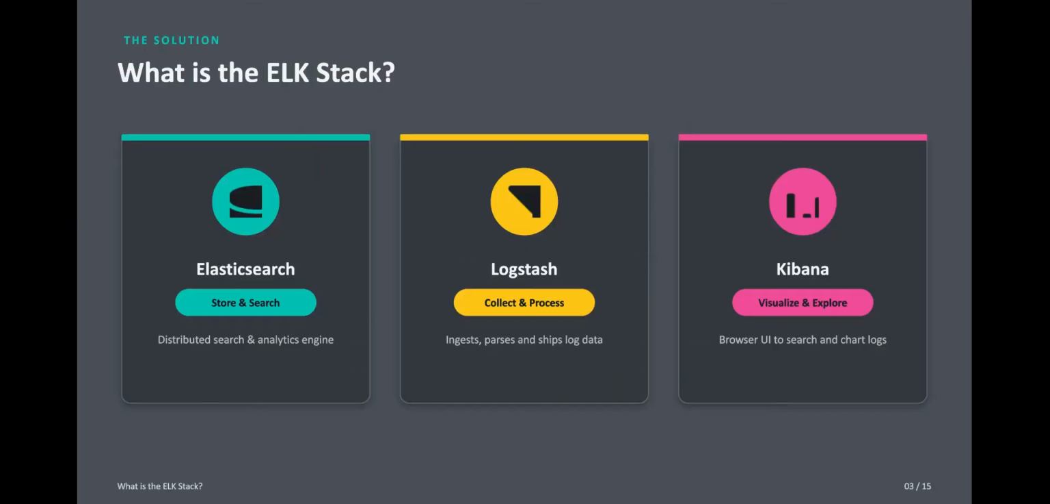The ELK stack has mainly three components: Elasticsearch that stores and searches log data, Logstash that collects and processes the logs, and finally Kibana. Kibana provides a browser interface to search and visualize them. In short: collect, store, search, and visualize.